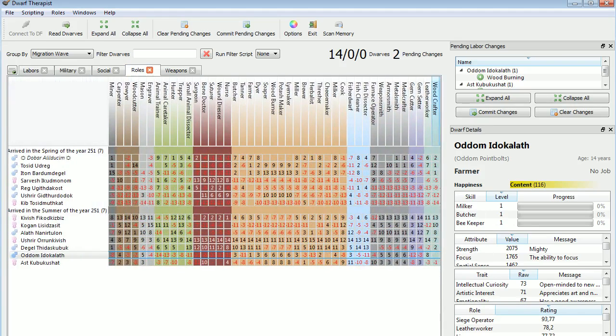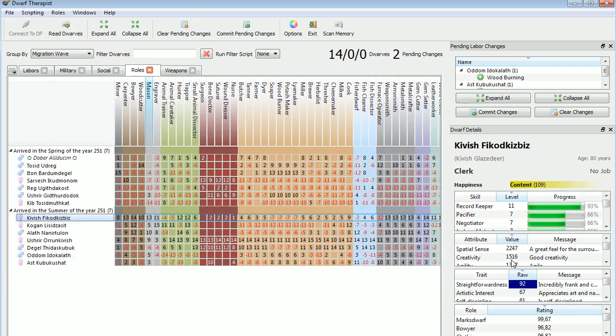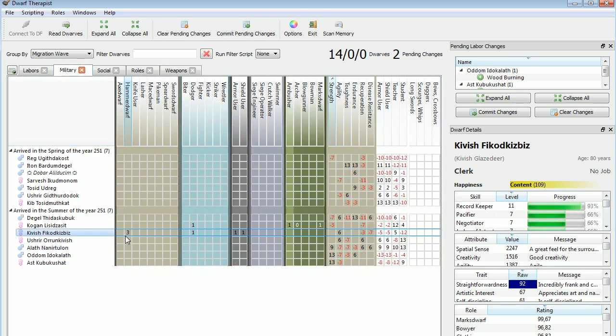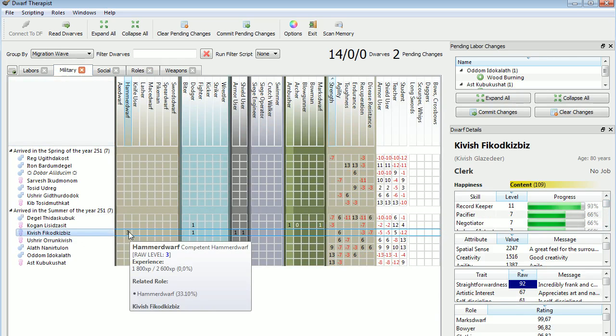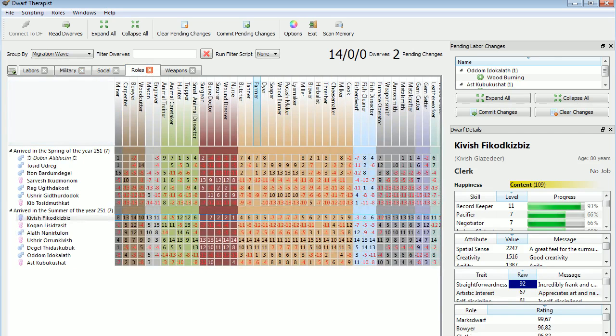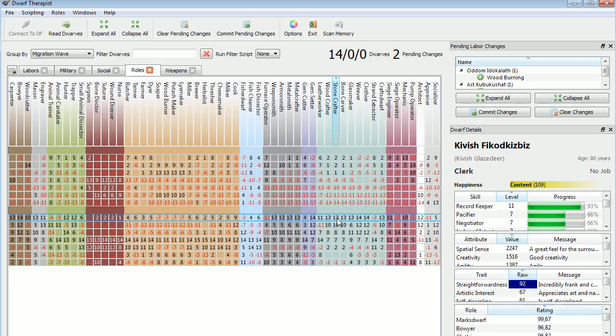Stone crafting, Kivish. Kivish has a nice creativity. Although he is the skilled fellow in record keeping, and if I recall, he's also skilled in hammer. I haven't looked at military yet, but this fellow is the only one with any weapon skill. So I kind of want to think about that. I don't want to make this fellow the stone crafter, even though he is the most suited for it.